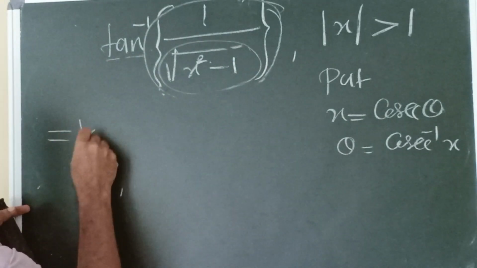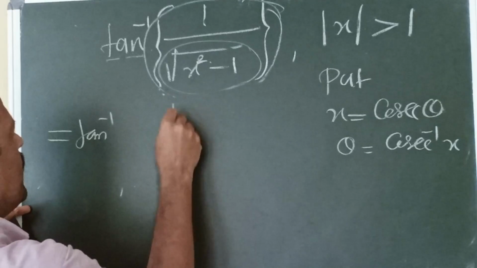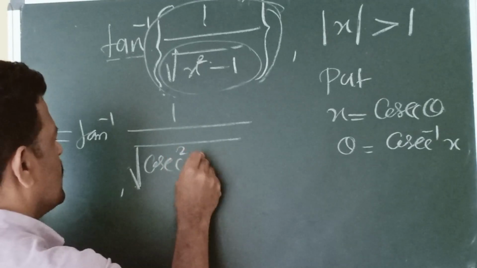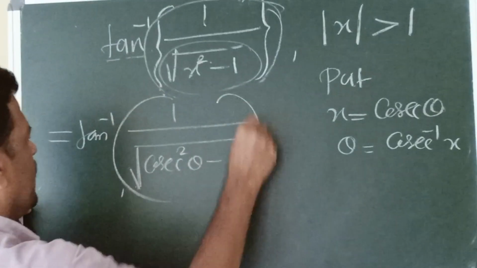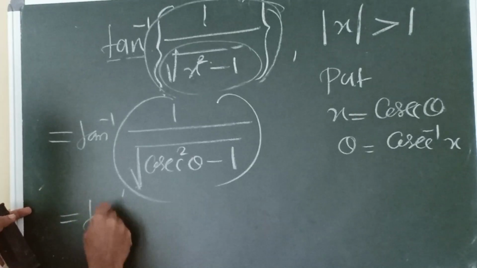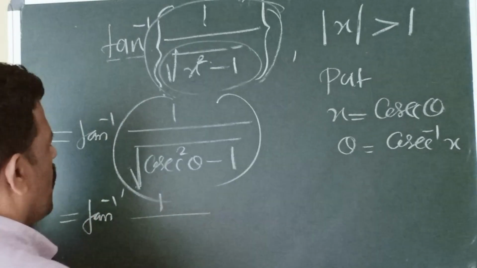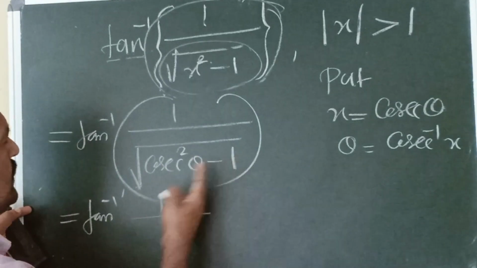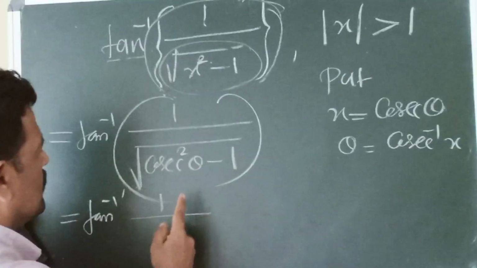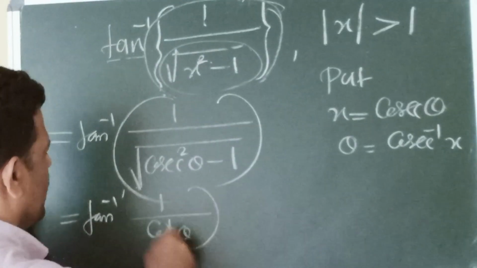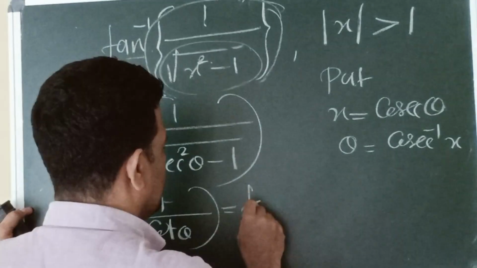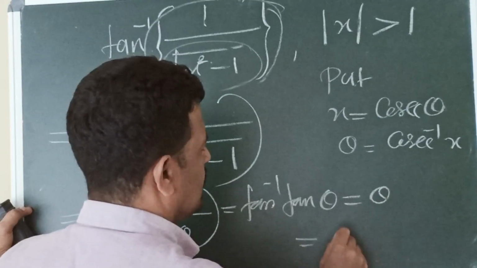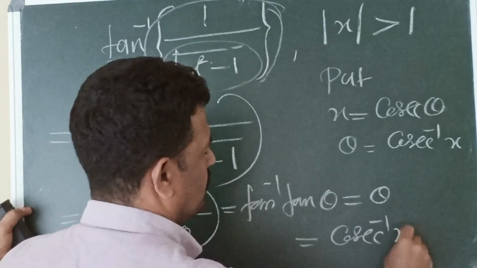Therefore, this expression becomes tan inverse 1 by square root of cosecant square theta minus 1. That is tan inverse 1 by root of cosecant square theta minus 1, and cosecant square theta minus 1 is equal to square root of cot square theta, that is cot theta. Therefore, we get tan inverse 1 by cot theta, that is tan inverse tan theta, that is equal to theta. Therefore, the answer is cosec inverse x.